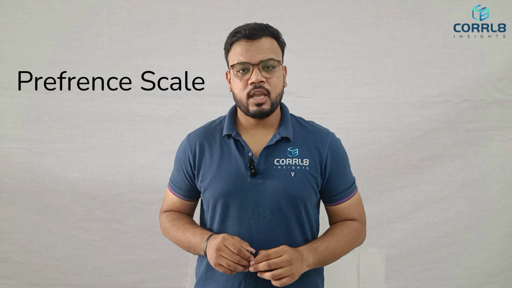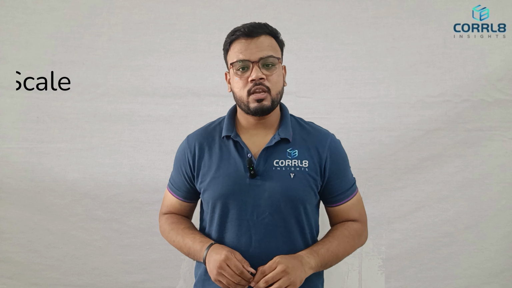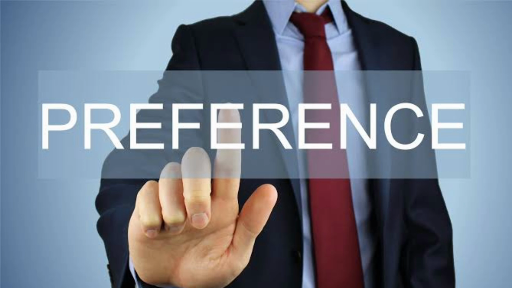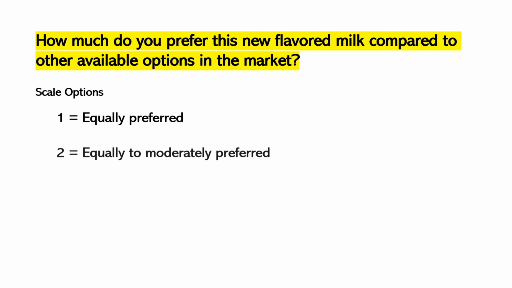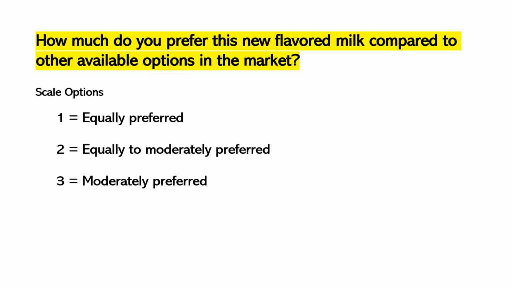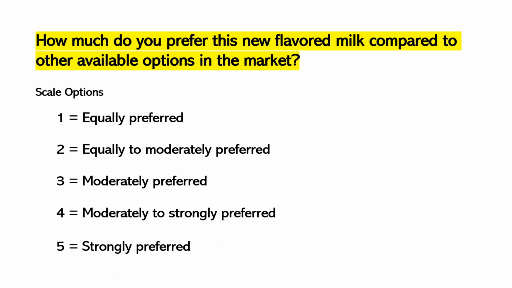Preference scale. A preference scale in research is a type of scale used to measure respondents' choice among two or more options. Instead of rating along the continuum like a bipolar scale, it asks people to select or rank what they prefer most. For example, a question can be, how much do you prefer this new flavored milk compared to other available options in the market? And the scale options are 1, equally preferred; 2, equally to moderately preferred; 3, moderately preferred; 4, moderately to strongly preferred; and 5, strongly preferred. This way, each product is evaluated on its own preferences, not in comparison with another specific product.